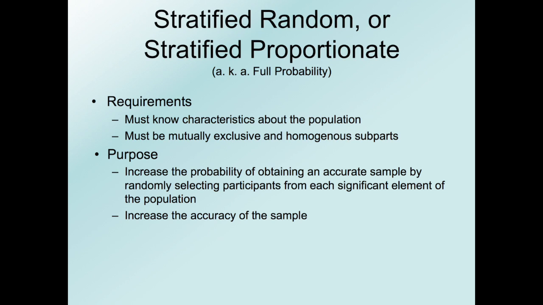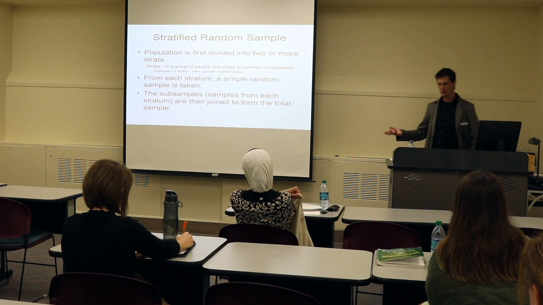We'll see examples of how this works, and I think it'll make much more sense. The purpose, of course, is to increase the probability of obtaining an accurate, representative sample by randomly selecting the participants from each of the significant, relevant elements from the population. And in doing so, that increases the accuracy of your sample. So how do we do that?